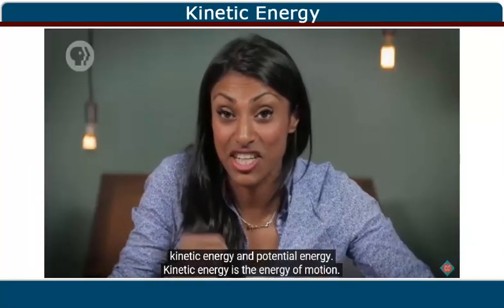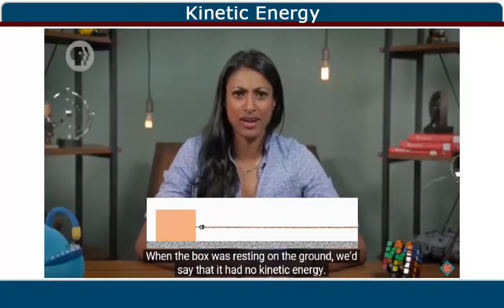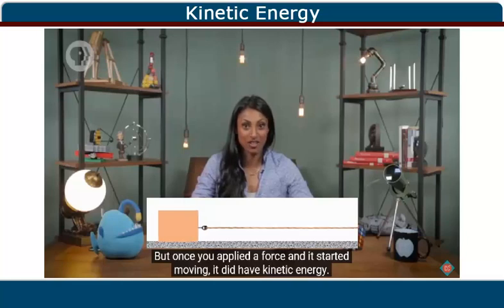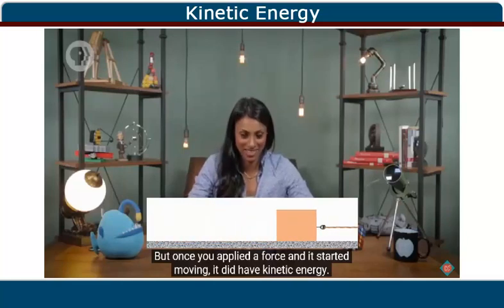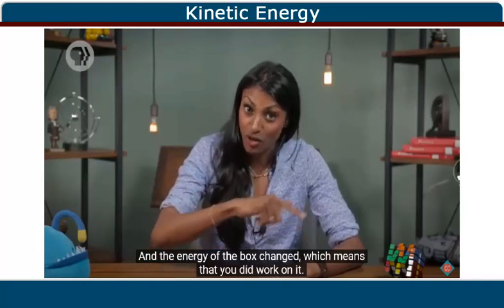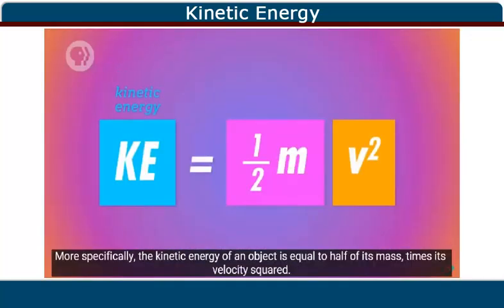Kinetic energy is the energy of motion. When the box was resting on the ground, we'd say that it had no kinetic energy. But once you applied a force and it started moving, it did have kinetic energy. And the energy of the box changed, which means that you did work on it. More specifically, the kinetic energy of an object is equal to half of its mass times its velocity squared.